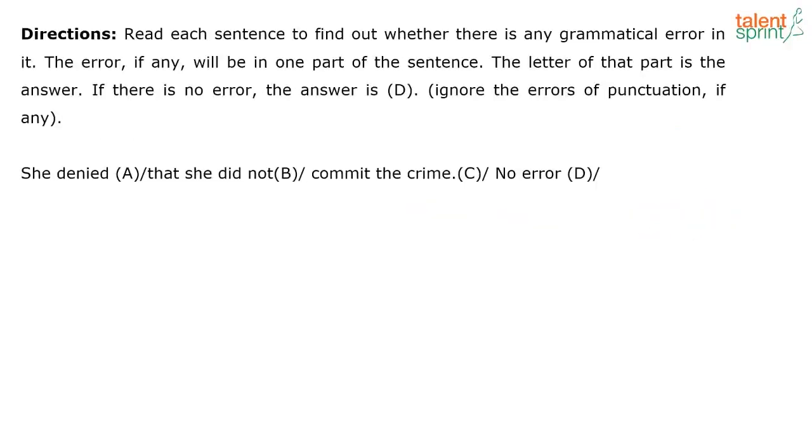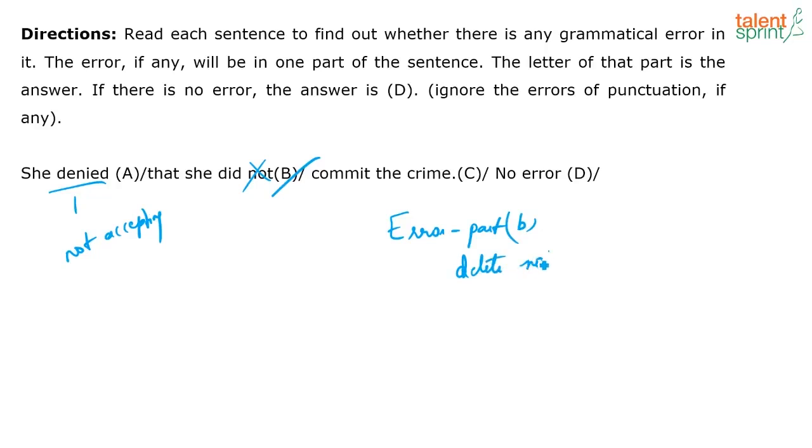She denied that she did not commit the crime. Where do you think the error is? Easy one, part B. Again, I don't need not after did, because denied itself means what? That she's not accepting that she did the crime. Denied is a negative word, no problem. It's already bringing in negative meaning. So I don't need this not again in part B. The error is in part B, where I need to delete not.